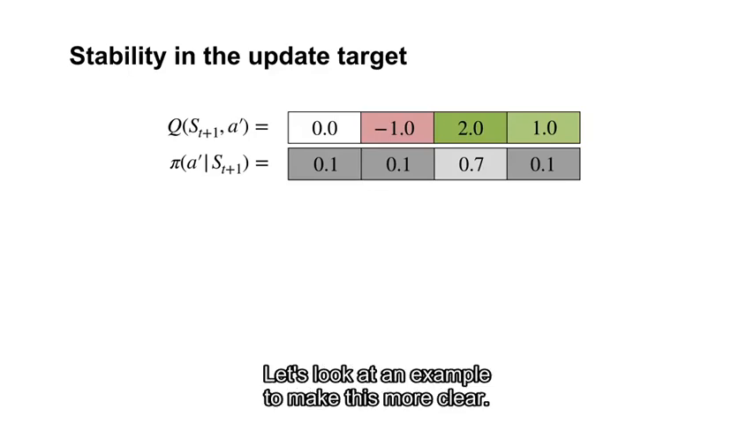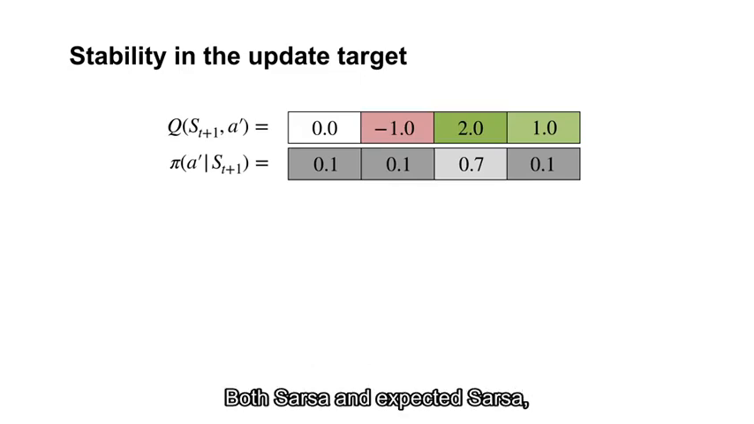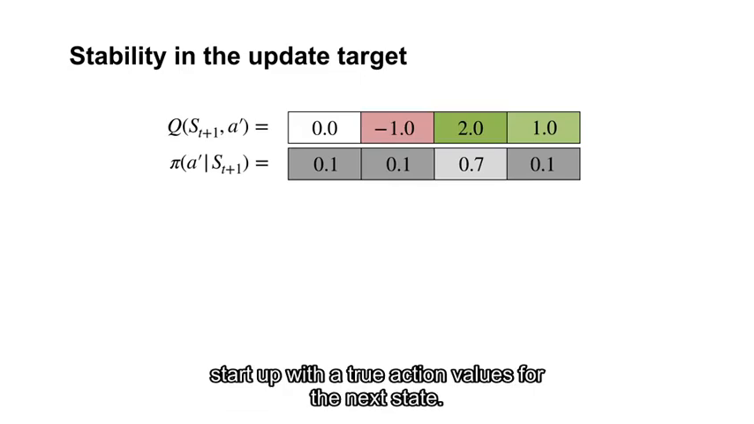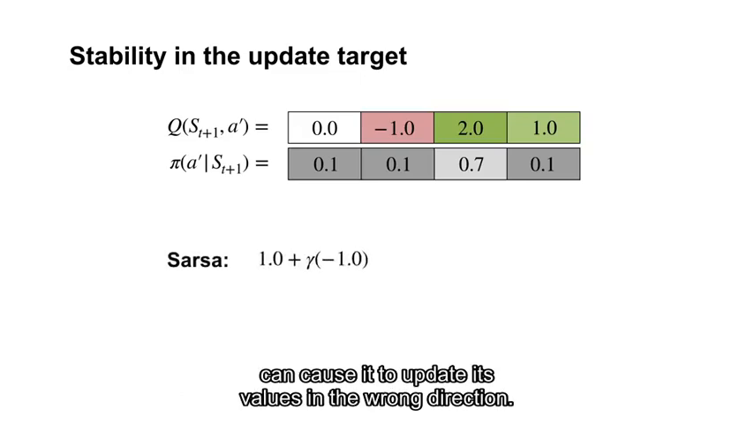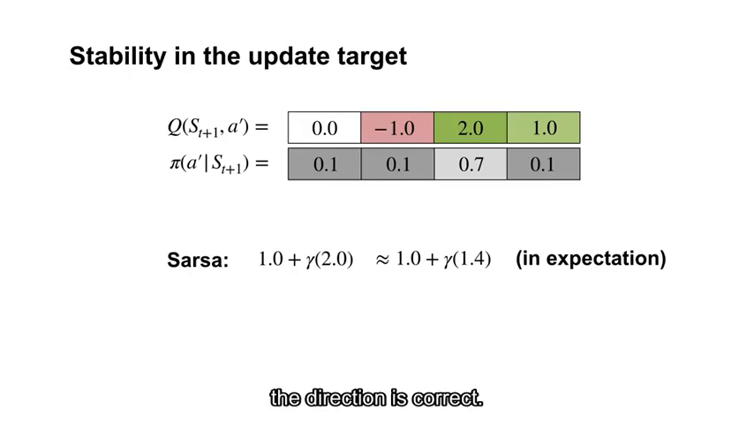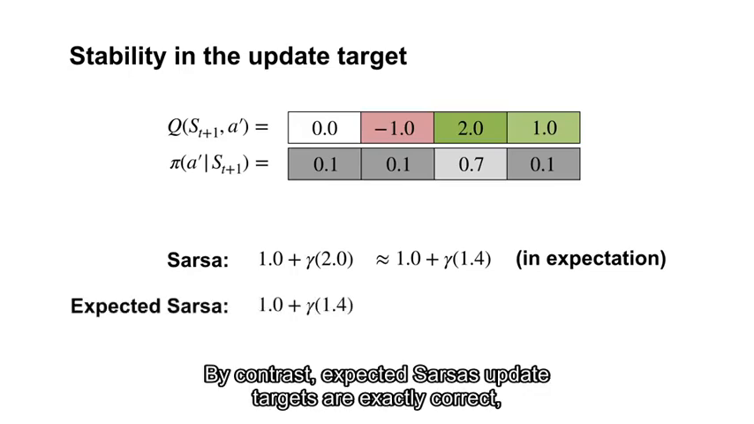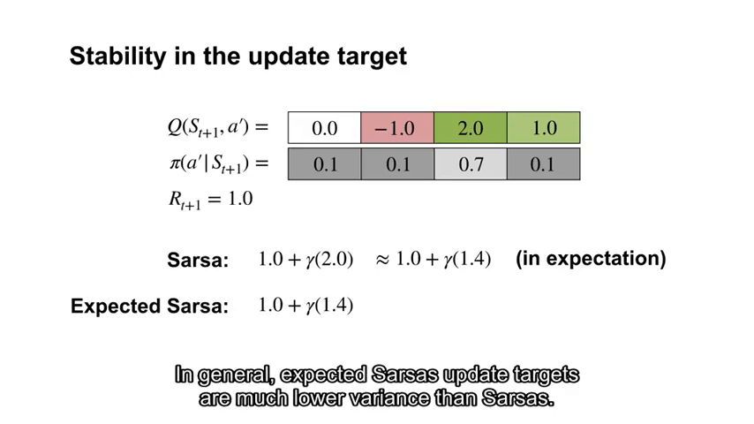Let's look at an example to make this more clear. In this example, the immediate reward is deterministically 1. Both SARSA and expected SARSA start out with the true action values for the next state. Even in this idealized case, the next action sampling that SARSA does can cause it to update its values in the wrong direction. It relies on the fact that in expectation, across multiple updates, the direction is correct. By contrast, expected SARSA's update targets are exactly correct and do not change the estimated values away from the true values. In general, expected SARSA's update targets are much lower variance than SARSA's.